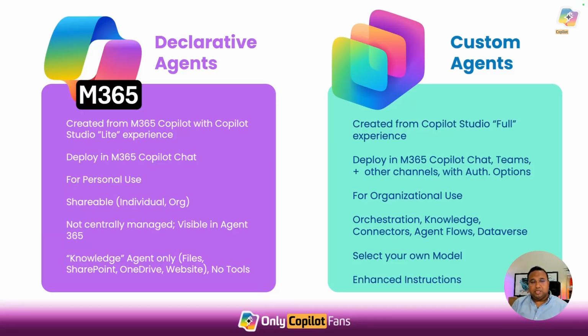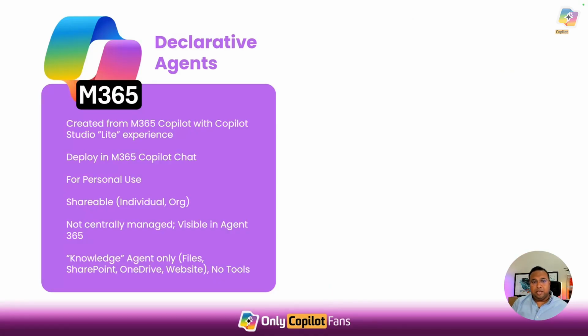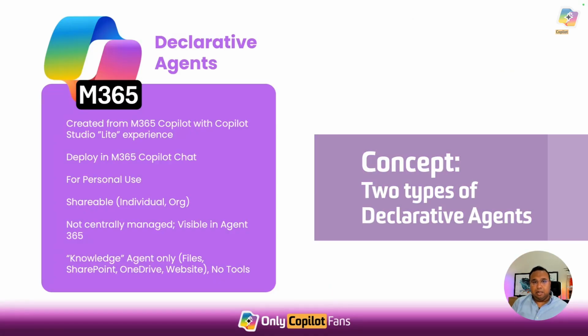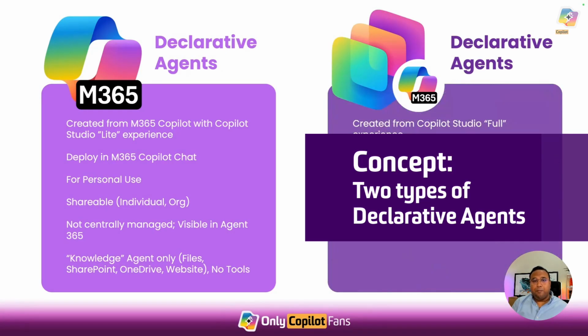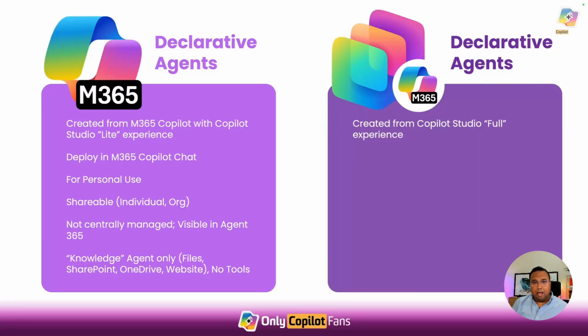Now, here's where it gets really interesting. You don't just have one type of declarative agent. Not only can you create declarative agents from inside of Copilot Studio Lite, there's another experience which allows you to create declarative agents inside of the Copilot Studio Full Experience. So from copilotstudio.microsoft.com. Well, if you're wondering, wait, doesn't that just make it a custom agent? No, these are actually declarative agents, and you create them a little bit differently.